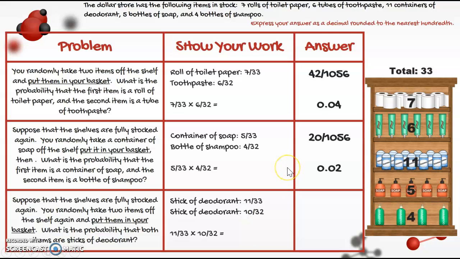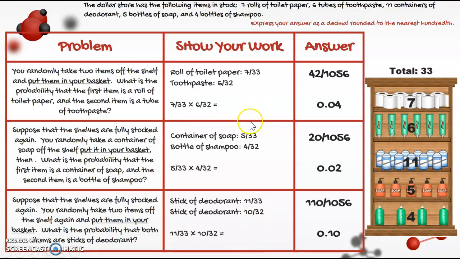The last one, a stick of deodorant, I take it out. I put it in my cart. I take out another one. Notice how that number changed as well. Then my bottom number changed, my total amount of items. I'm going to go ahead and multiply those, then divide, and I get 0.10.